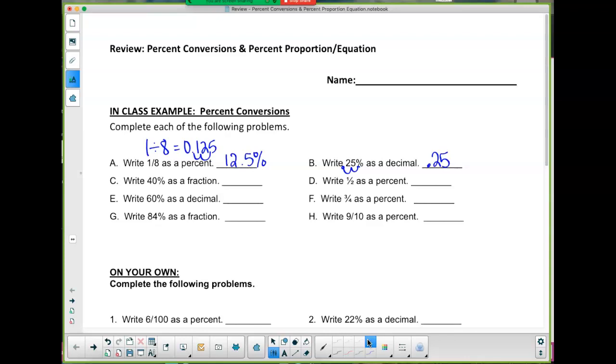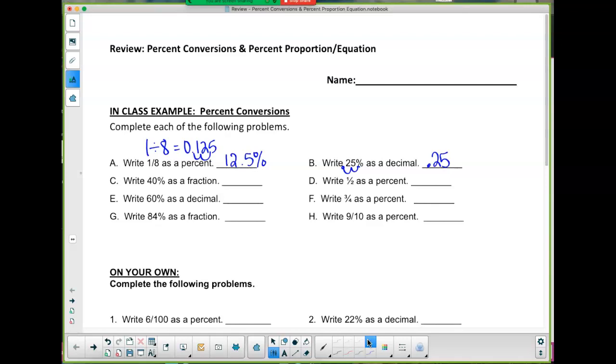Okay? Letter C, write 40% as a fraction. Percents are always out of how much? How much are percents out of? Caleb? 100. So 40% as a fraction is 40 over 100, and then we have to simplify that. I can divide 40 and 100 by 10 to get 4 over 10, and then I can divide by 2, so it's 2/5.